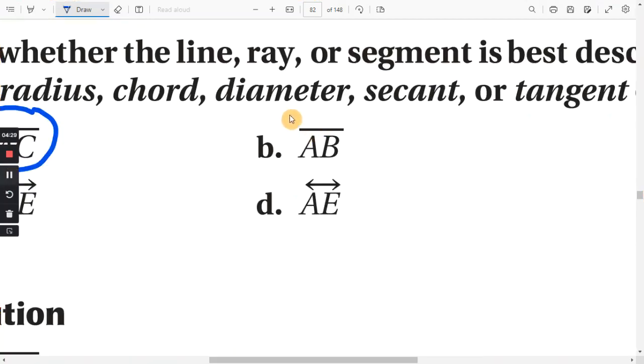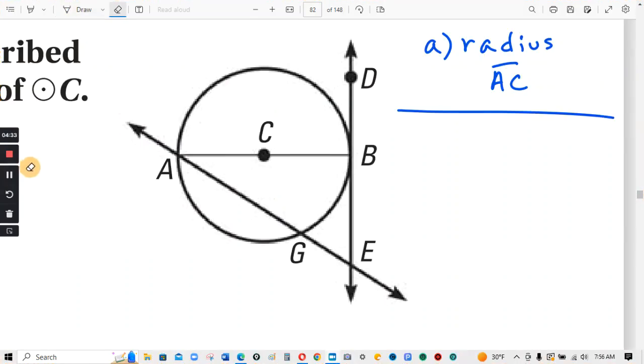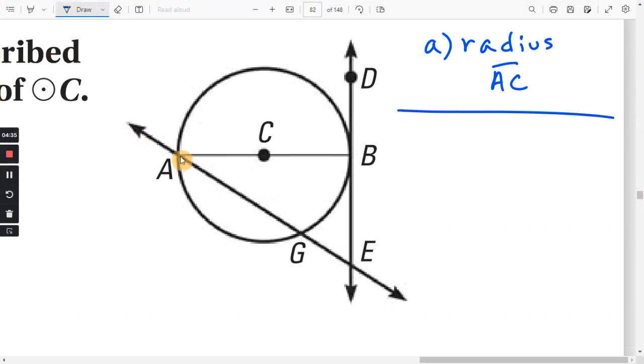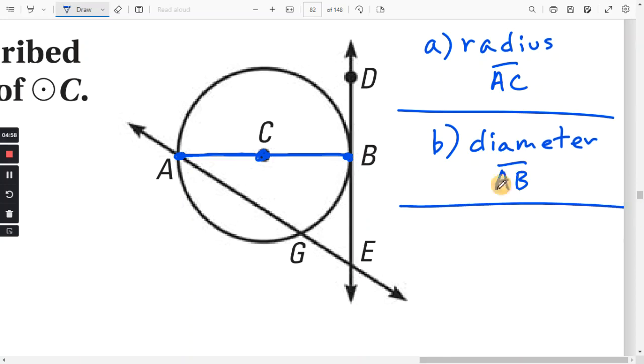Part B, we're looking at segment AB. Here's A, here's B. It travels from one end of the circle to the other, but it goes through the center. So that's a diameter for part B. That is a diameter for segment AB.